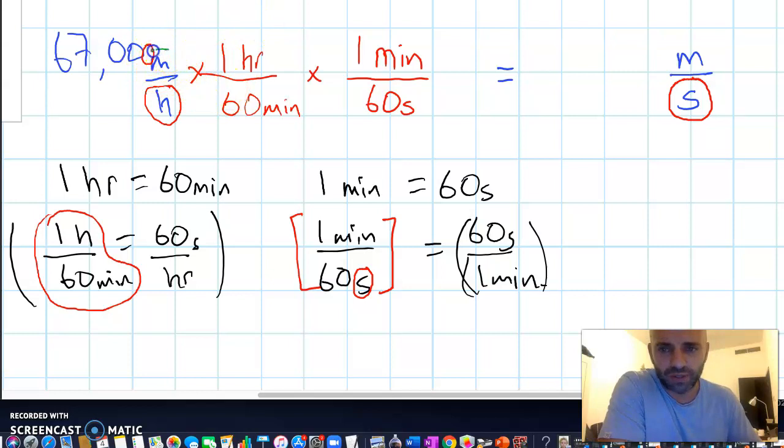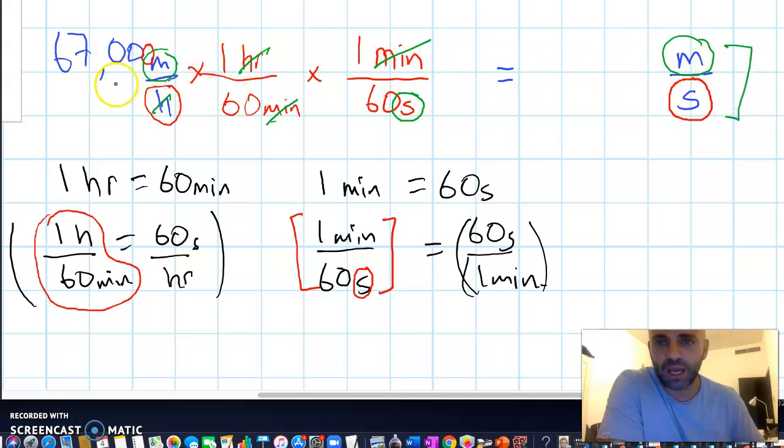So I've got meters on top, and that's exactly what I wanted because that's in my answer, and we had sorted that out in the last part of the problem. I've got hours on the bottom, and that's going to cancel with the hour on top. And then I've got minutes on the bottom and minutes on top over here, and of course I've arranged that in such a way as it will happen. Minutes are gone. So the only unit I've got left is seconds. That gives me meters divided by seconds, which is exactly what I wanted.